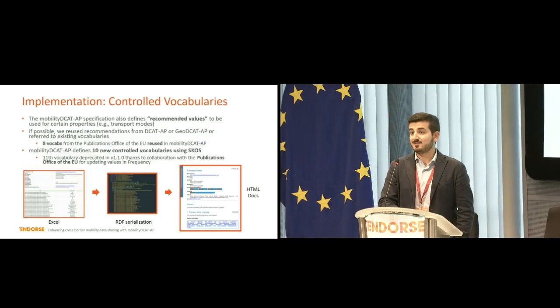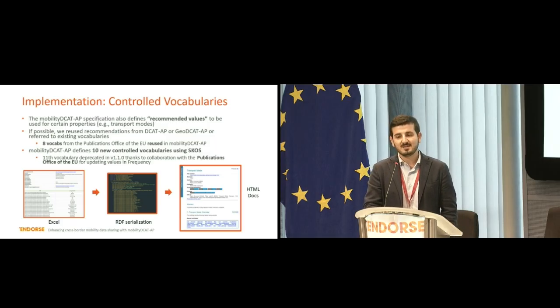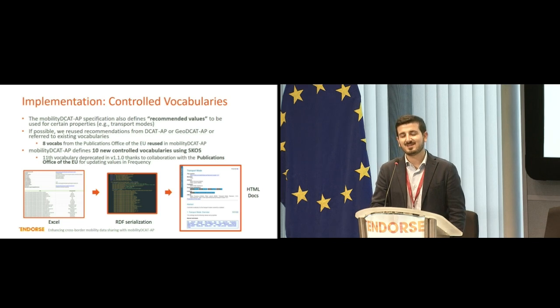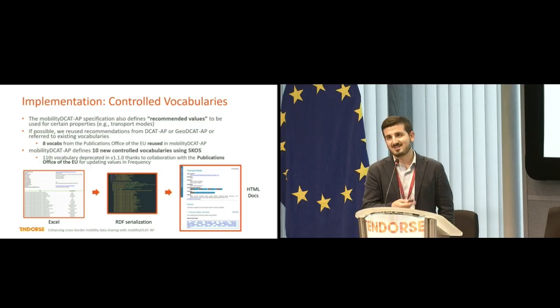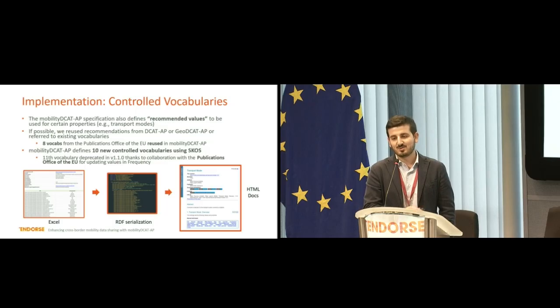Another thing that is also important, that is a big part of our specification, are controlled vocabularies. This defines the recommended values for certain properties defined by mobilityDCAT-AP. We had to define quite a big number of vocabularies related to the mobility domain, but we tried as much as possible to reuse the ones from the Publications Office. And as mentioned this morning, we also managed to propose new values for one of these, the frequency table, and we collaborated with the Publications Office to release a new version of this vocabulary.